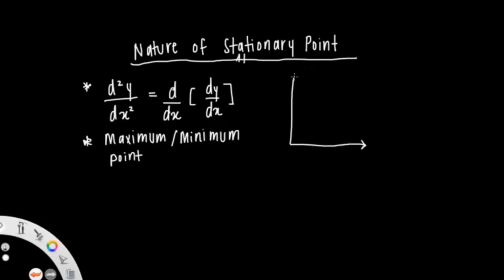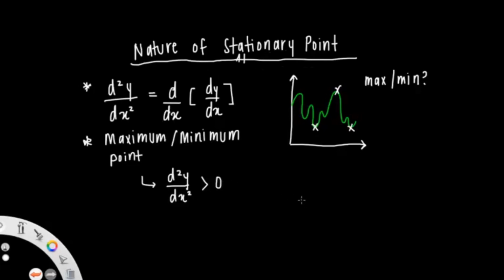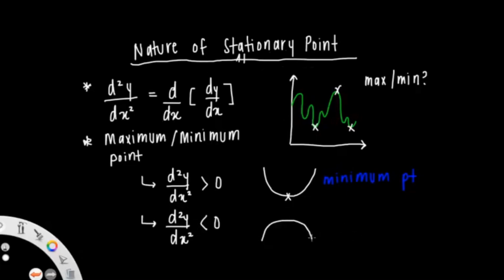What that means is when you have a graph and you find a stationary point, you want to know whether that stationary point is a minimum point or a maximum point. So finding the nature of stationary points helps you to find that. So here's what you need to know. When the second derivative of your equation is more than 0, you get a U-shaped graph, and that is the minimum point. On the other hand, when your second derivative is less than 0, you will get an upside down U-shaped graph, and that is your maximum point.